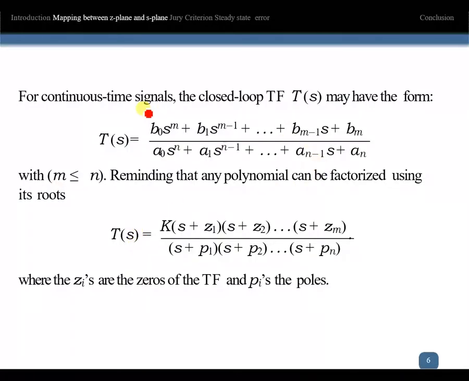First of all, we will see some revision about the S-plane. For the continuous time signal, the closed loop transfer function may have the form of T(s), such as the polynomial equation about the numerator and the denominator. And we know the order of the numerator should always be less than or equal to the order of the denominator. We can rewrite this one or factorize it here. We put in some zeros and we have some poles.